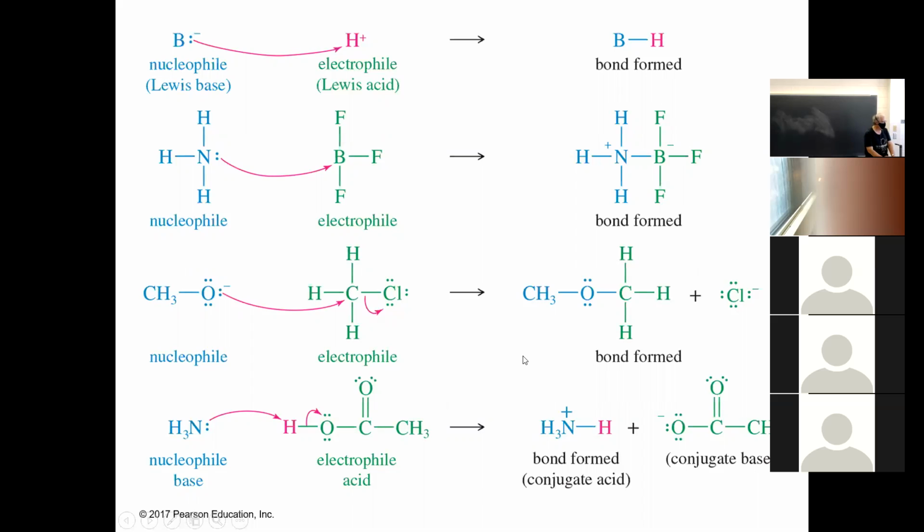And then this one is both a Bronsted and a Lewis acid-base reaction. Acetic acid is the electrophile. Ammonia is the nucleophile, so it donates a pair of electrons to the hydrogen. And again, hydrogen would have too many bonds, so it gives up this pair of electrons to the oxygen. So this bonding pair ends up as a non-bonding pair here.